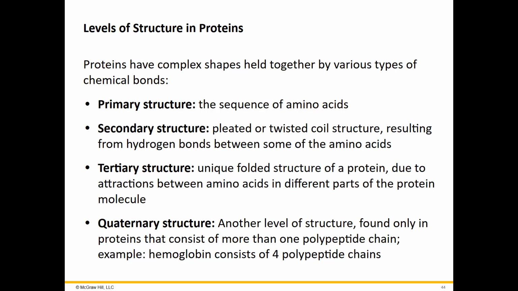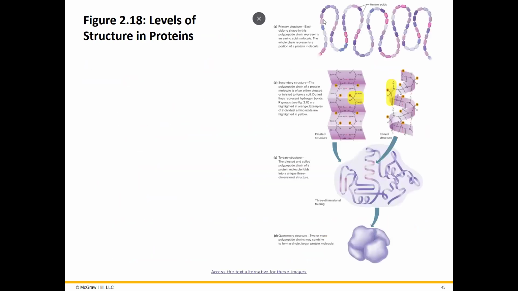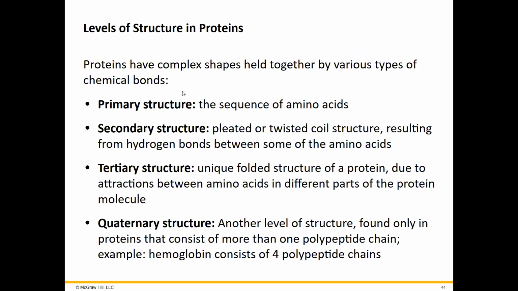Now, like carbohydrates have mono, di, and polysaccharides, proteins have different levels of structure. So when we make proteins, we could have a protein that is in a primary, secondary, tertiary, or quaternary structure. Primary structure, all I want you to know, it's just the sequence of amino acids. This is what it looks like up here. It's just a long chain of amino acids. Nothing special about it. That is a primary structure protein.